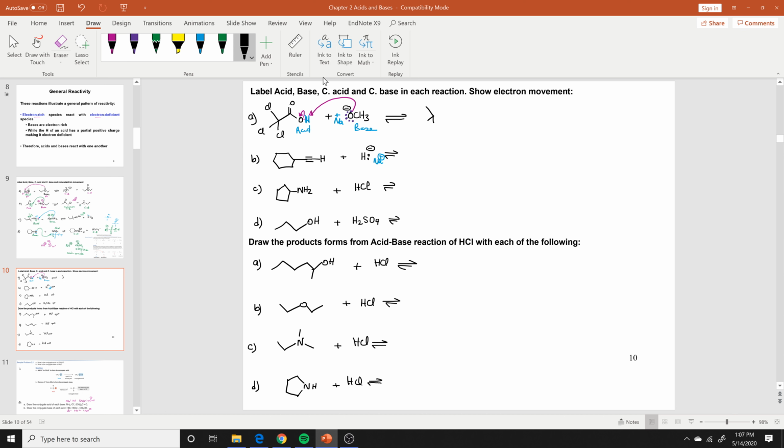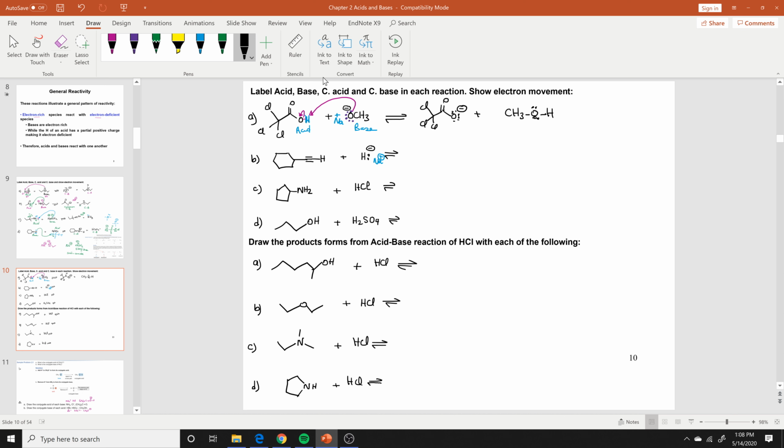So my product is going to be a double bond O, and this is an O over there with a negative charge. See, I added a lone pair with a negative charge, plus CH3. I formed a bond between the oxygen and the hydrogen.